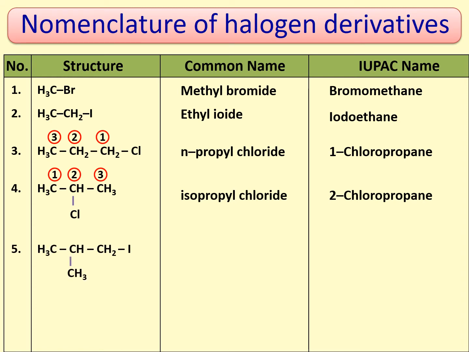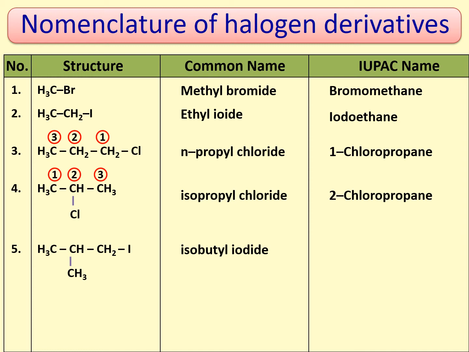There are 4 carbon atoms in the alkyl group, so it is a butyl group. Now what type of butyl group is this? Can you see the iso group, CH3-CH-CH3? This group is called iso group. So when the iso group is present in the compound, the common name of the compound starts with iso. So the common name of this compound is isobutyl iodide.